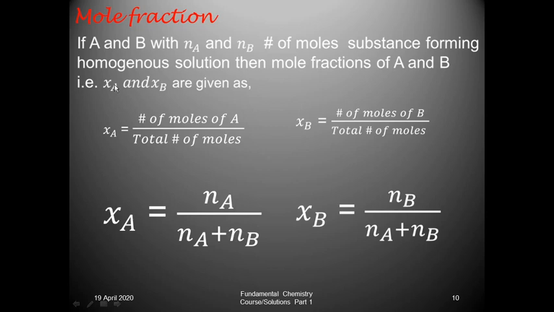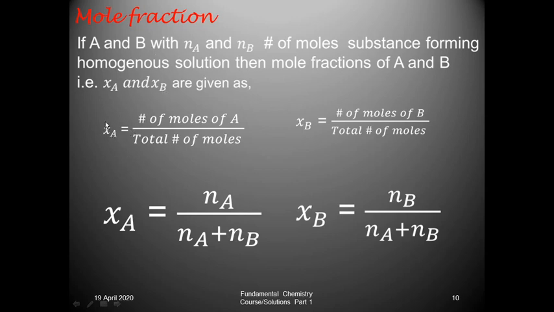We represent them with XA and XB. XA is the mole fraction of A in the AB mixture, and XB is the mole fraction of B component in the AB mixture. How to find it?